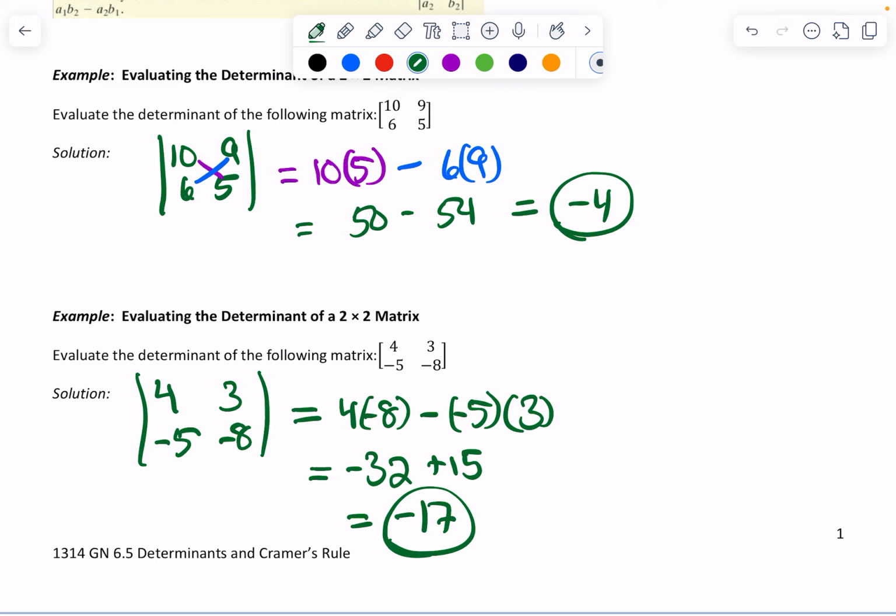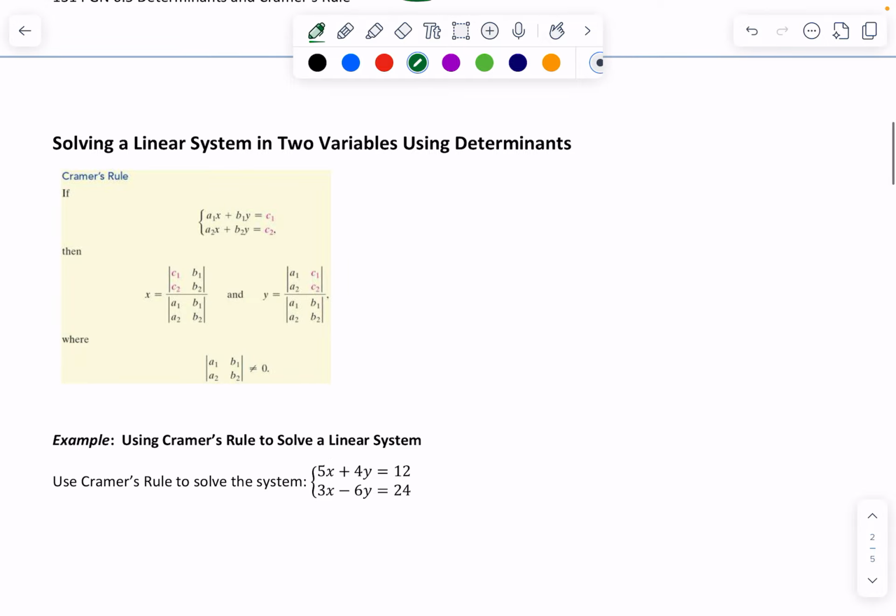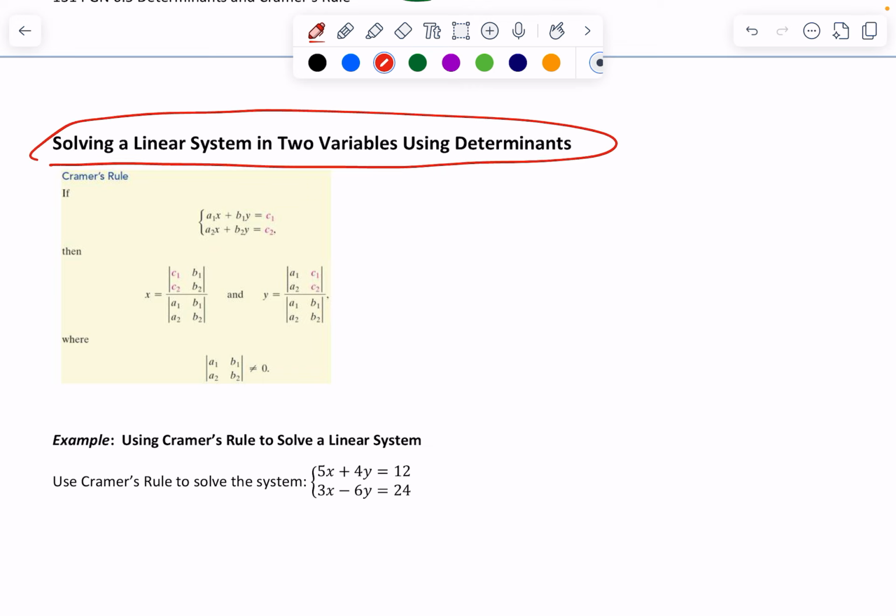Okay, where do we use this? We use it to solve a linear system in two variables using determinants. So we're going to use what's called Cramer's rule. So if we have a linear system with two variables, then we know that our x is going to be this and our y is going to be this. Now, how do we get there?